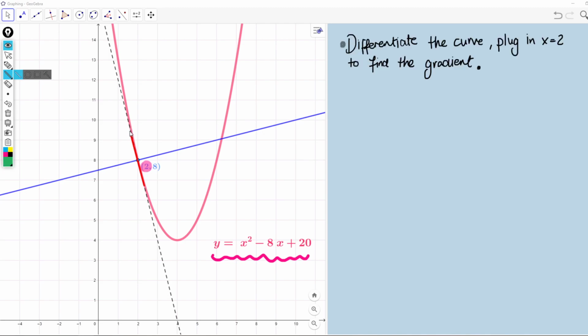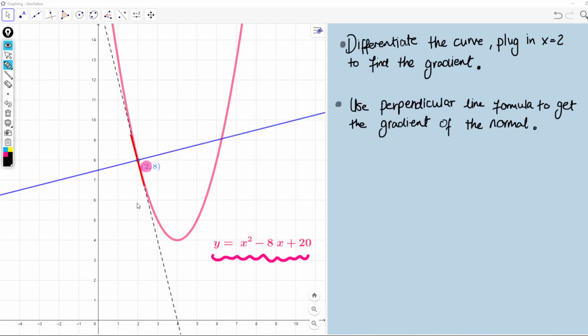Once we know the gradient of the curve here, we're going to use a perpendicular line formula to work out the steepness of this line. And finally, if we know the gradient of this normal line and we know a coordinate that it passes through, we can use the equation of a straight line y equals mx plus c and then get what we need.